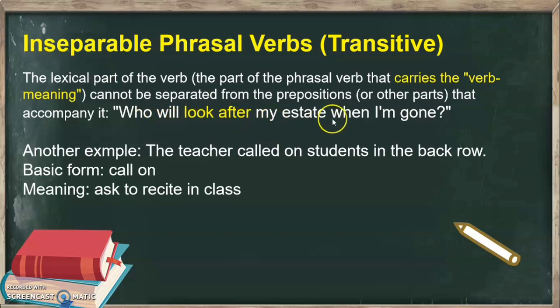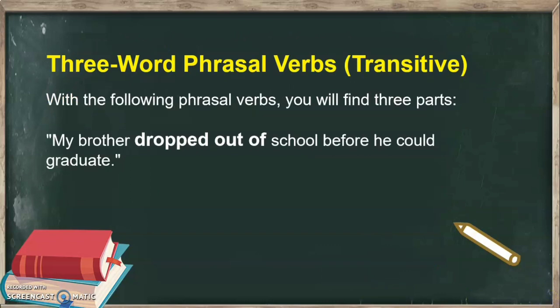You can't say, who will look my estate after when I'm gone? It doesn't sound right if you say it that way. Another example: the teacher called on students in the back row. The teacher called students on? It doesn't sound right. Although maybe some people would do it, that's not correct. You cannot separate these words. Next, we have three-word phrasal verbs. They're also transitive, and they carry the meaning of the verb. Here is our example: my brother dropped out of school before he could graduate. So our phrasal verb is dropped out of. We have our verb drop, and then we have the particles out and of. So it's a three-word phrasal verb.